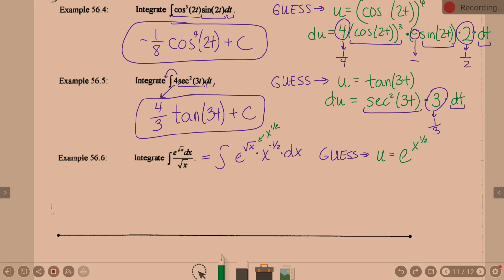Okay, so derivative of u is du. Derivative of e to some power is e to that power times the derivative of that power. What's the derivative of x to the 1/2? 1/2 x to the negative 1/2 times dx.